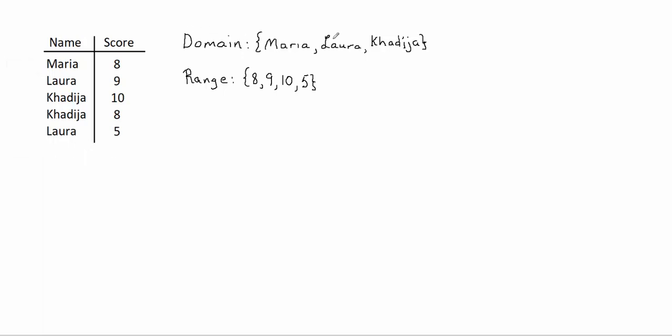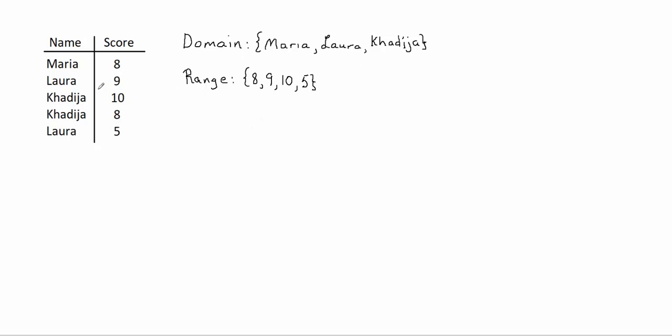Similarly, if I were to write a domain element twice, so if I were to add, say, Laura again to the domain, or if I were to add 8 again to the range, this doesn't change the domain at all because Laura was already listed as a domain element and 8 was already listed as a range element.